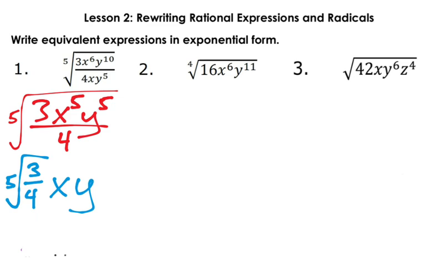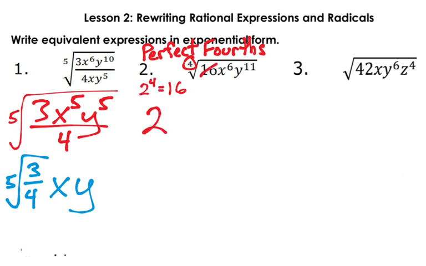All right, number 2. So in number 2, we don't have a fraction that needs to be reduced. There is nothing that we need to really work on from the inside out. We just have to be aware that we are looking for a perfect fourth. And what you should be familiar with is that 16 is a perfect fourth. 16 is 2 to the 4th power. And that is one of the perfect fourths that you should be aware of.